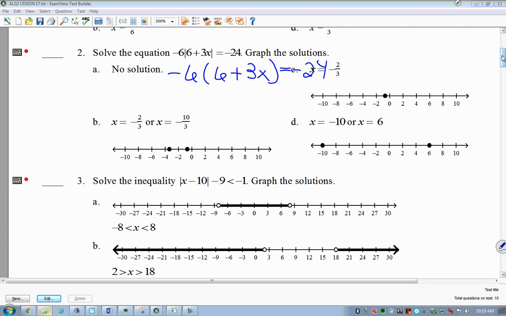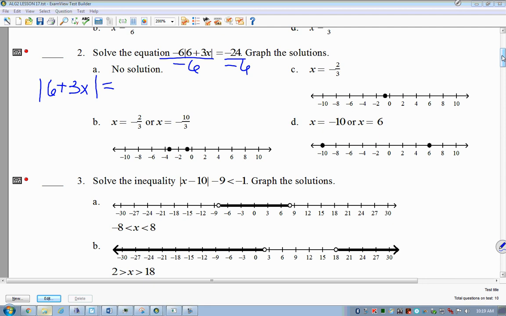In which case, what would you do with the negative 6? Distribute it? No. If I was trying to isolate the parentheses, what would I do? Divide, right? Because it's multiplication. So we are going to do what here? Divide by negative 6 on both sides, right? So now I've got absolute value of 6 plus 3x equals what? Four. Negative 24 divided by negative 6 is 4.